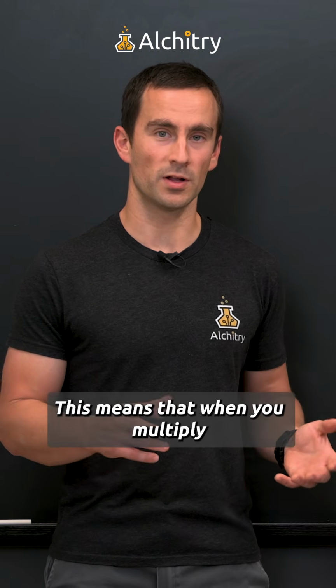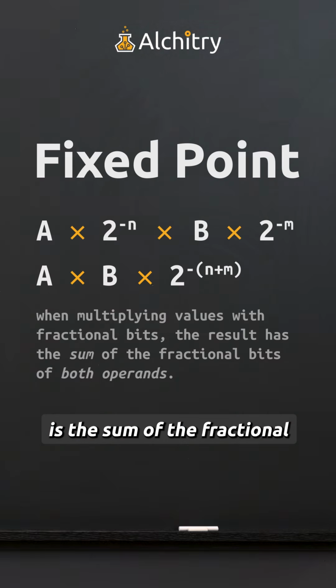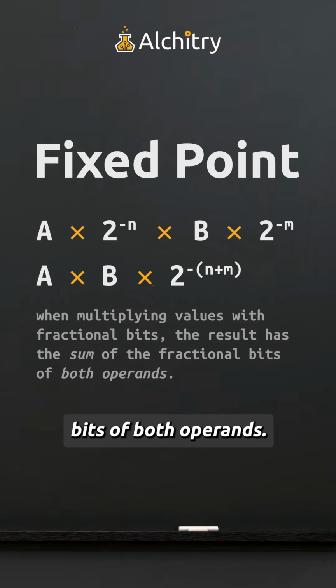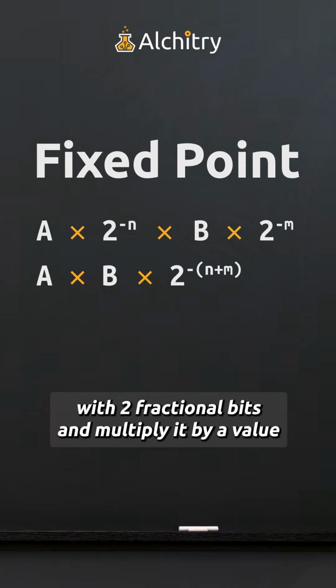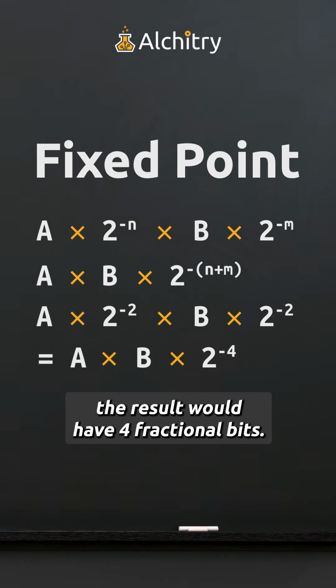This means that when you multiply two fixed point numbers, the number of fractional bits in the result is the sum of the fractional bits of both operands. For example, if we took a value with 2 fractional bits and multiply it by a value with 2 other fractional bits, the result would have 4 fractional bits.